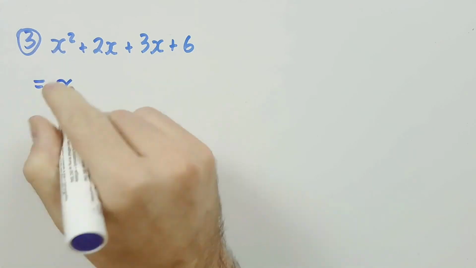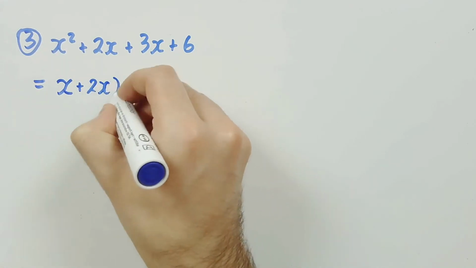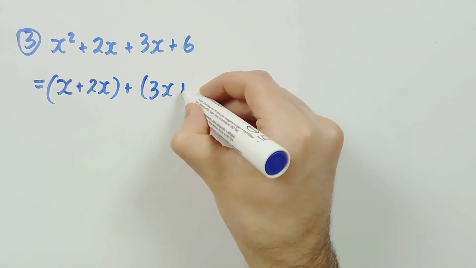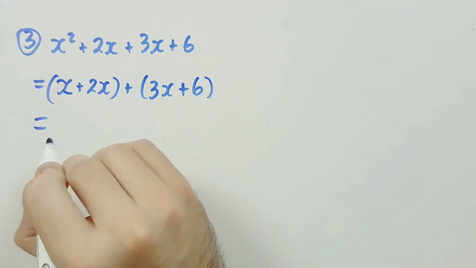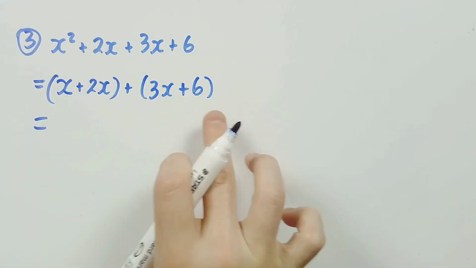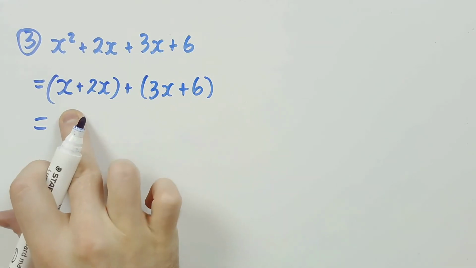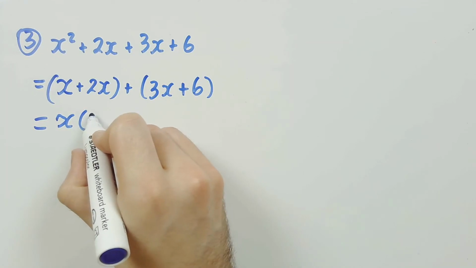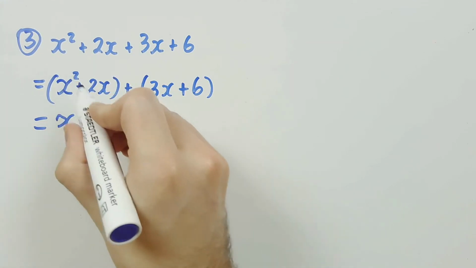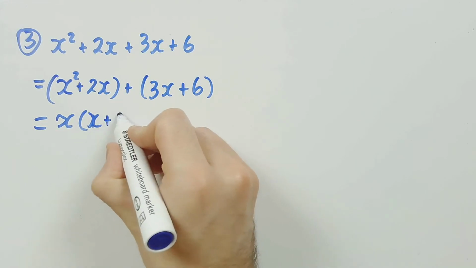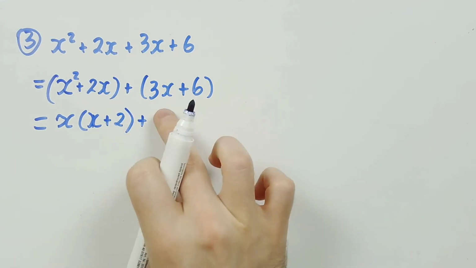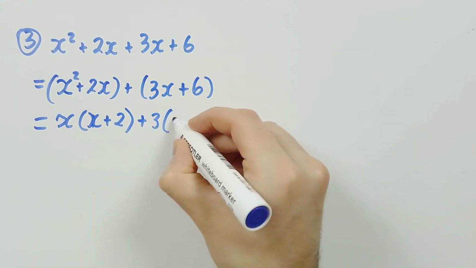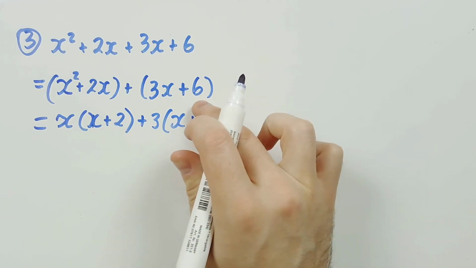So in the first 2 terms, let's write it out just as we did the previous question. 3x plus 6. And let's see what we can take out in terms of common terms. So in the first one we have x, that's common, and that leaves us with, sorry, I left out the squared. That leaves us with x plus 2 inside the brackets. And from our second set of terms, we can pull out a 3, which leaves us with x plus 3 goes into 6 twice.